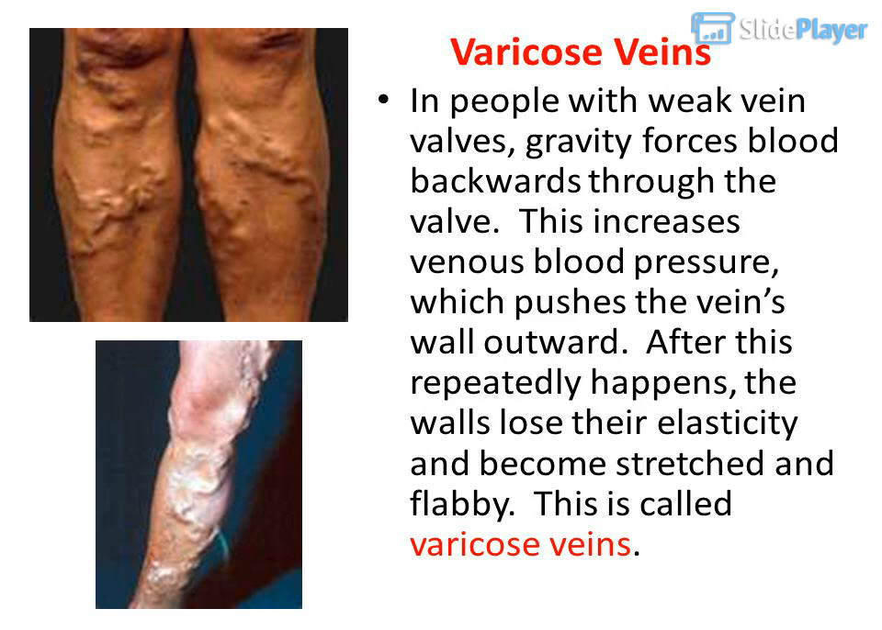Varicose veins. In people with weak vein valves, gravity forces blood backwards through the valve. This increases venous blood pressure, which pushes the vein's wall outward. After this repeatedly happens, the walls lose their elasticity and become stretched and flabby. This is called varicose veins.